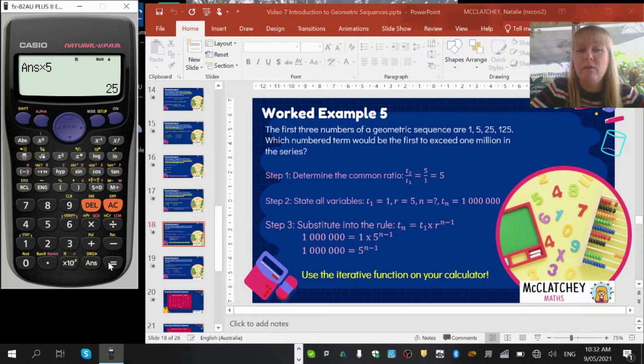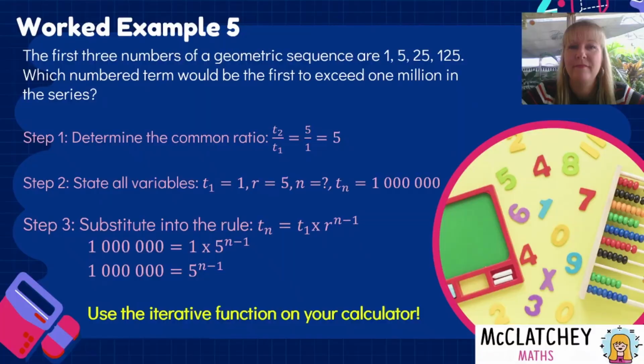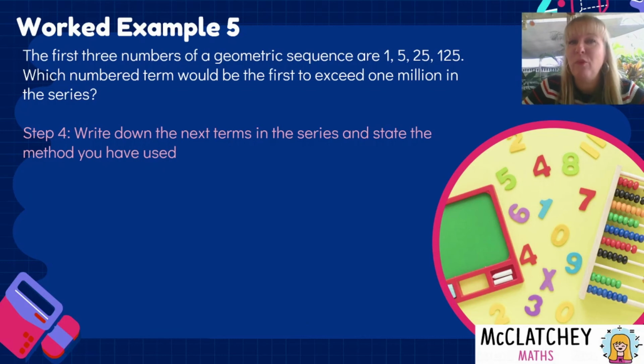Now I've got 5. We're trying to get this past 1,000,000. 5 cubed, to the power of 4, to the power of 5, to the power of 6, 7, 8, and 9 gets us past 1,000,000. So the 9th power gets us past 1,000,000, but it's not the 9th term. Remember, n minus 1 equals 9. So really what we're seeing here is that n is equal to 10. It's the 10th term. So we need to show some working for that.